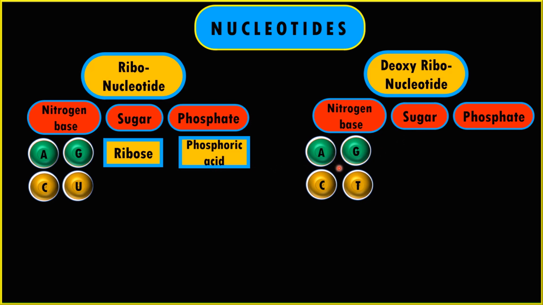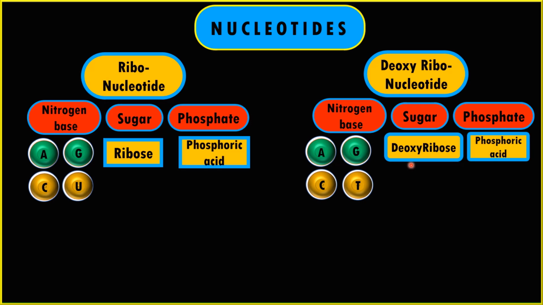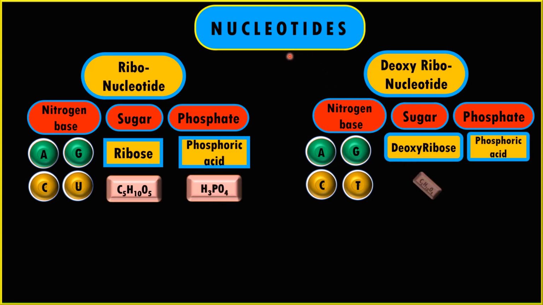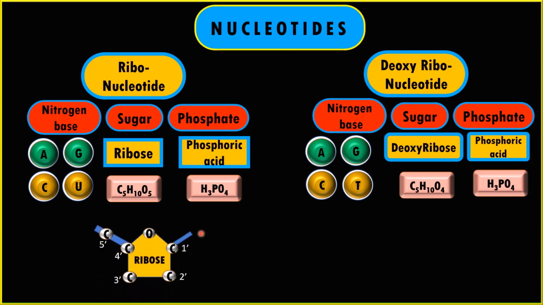Nitrogen bases in DNA are A, G, C, T. The sugar is deoxyribose, whereas the phosphate is the same. Now, what is the structure of a nucleotide? A nucleotide is made up of a central element, the sugar, which is ribose here. Phosphate is attached to the sugar at the 5th carbon, whereas the base is attached to the sugar at the first carbon.